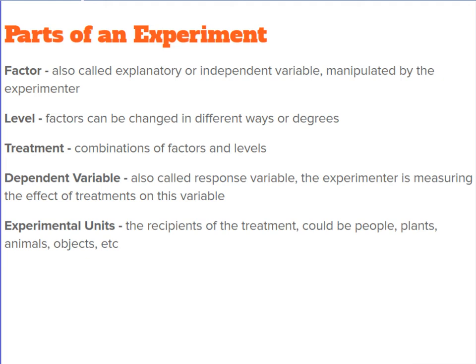And then experimental units. These are the subjects, the things that are getting the treatment. So it could be people, it could be plants, it could be animals, it could be objects, it could be anything. Whatever is actually getting the treatment in your experiment is the experimental unit.